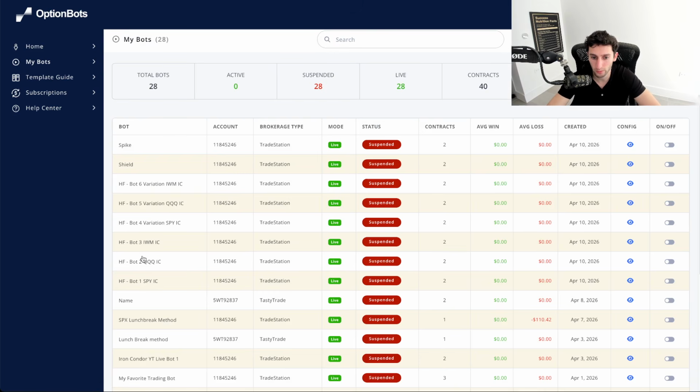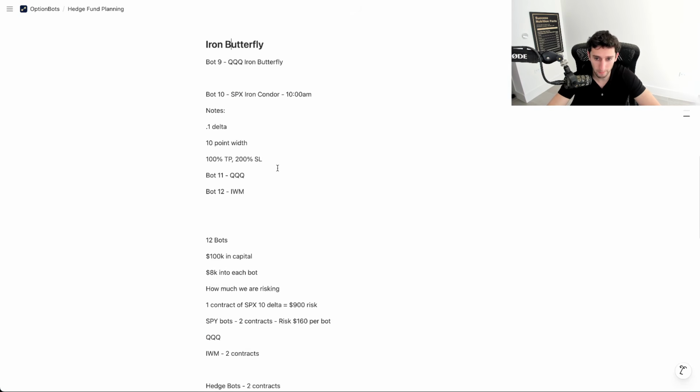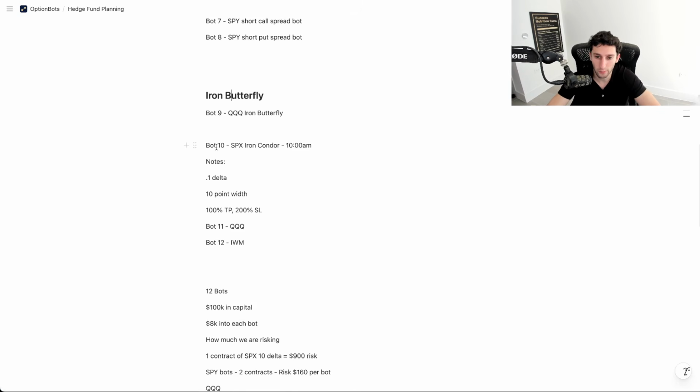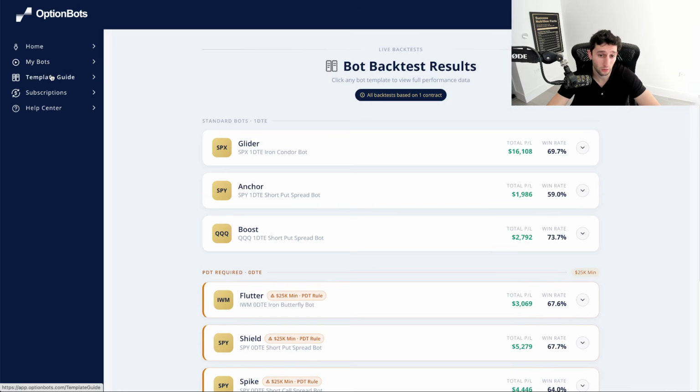So you can see we have 1, 2, 3, 4, 5, 6, 7, 8. And the last thing we need is the QQQ Iron Butterfly bot, which is one of the templates I'll show you. And then we've got to get these ones out. So if I go to add a trading bot, I can show you the template guide.